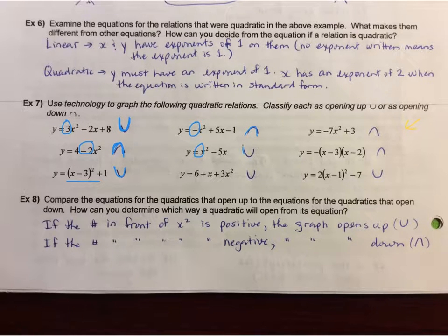Positive in front of x squared, opening up. Positive in front of x squared, opening up. Negative in front of x squared opens down. This will be a negative in front of these getting multiplied, which is an x squared. That's opening down. This one, x times x, will be my x squared, and it's a positive 2 in front, so it's opening up. So if the number in front of the x squared is positive, the graph opens up. If it's negative, it's opening down.